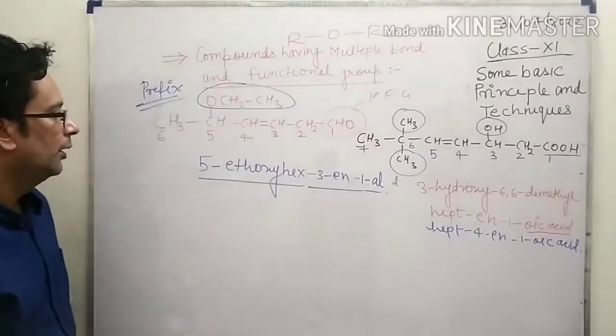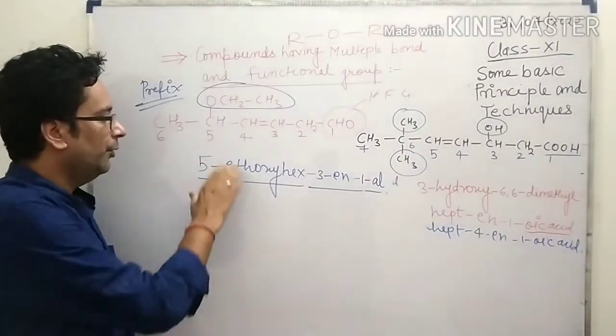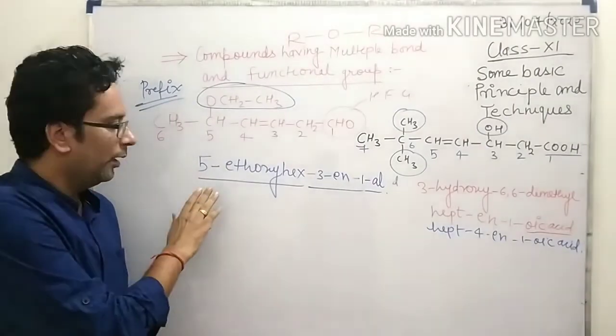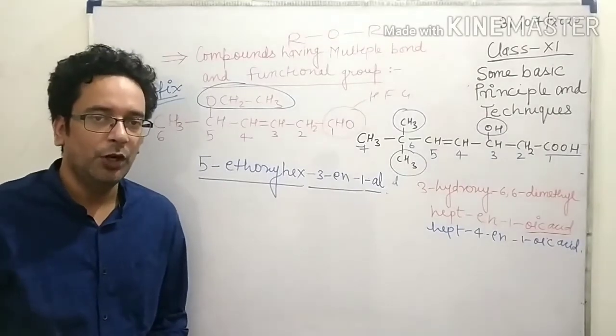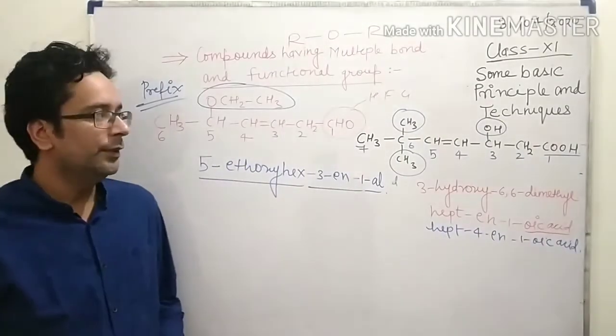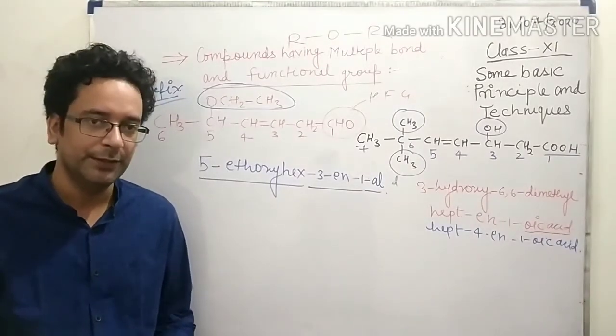So this is the example, and this example is from your exercise. The name of this compound given in your book is wrong. So these are about the nomenclature of organic compounds, simply aliphatic ones.